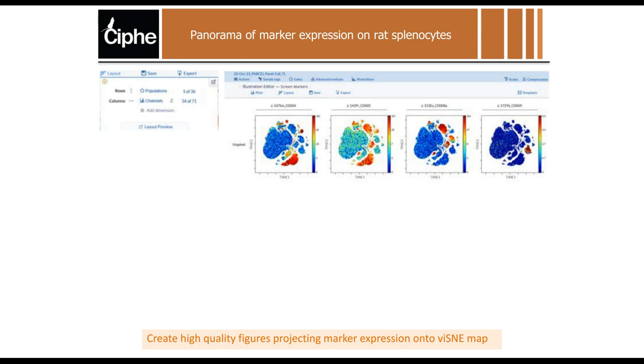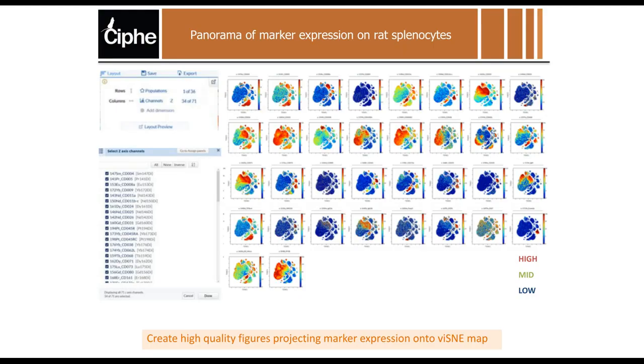Then, for example, you can, like this, create high-quality figures. For example, here I project my marker expression onto a viSNE map to check where are my CD4 expressing cells, my CD5 expressing cells, my CDX expressing cells. So it's a mass cytometry data set.